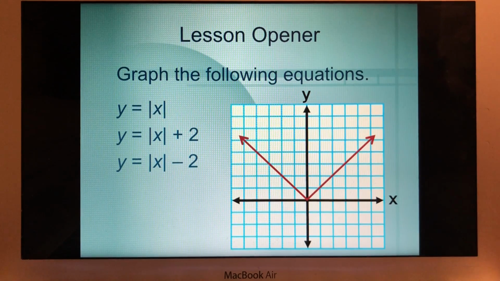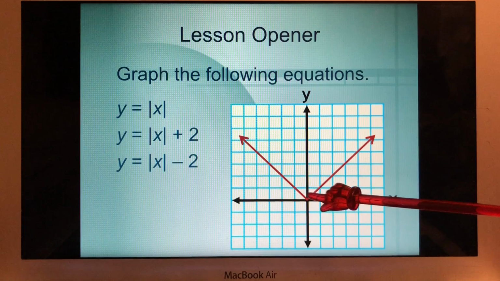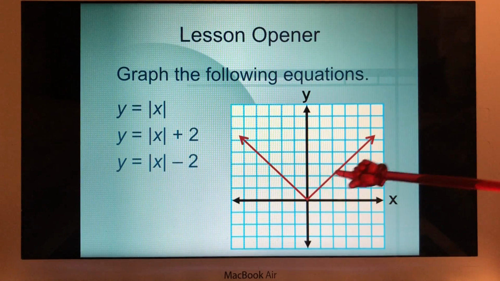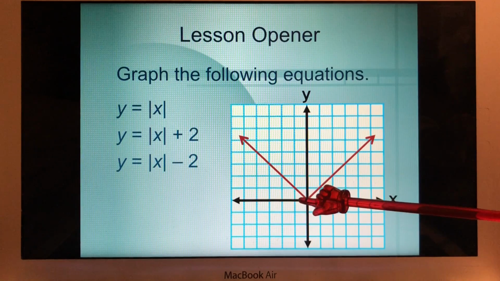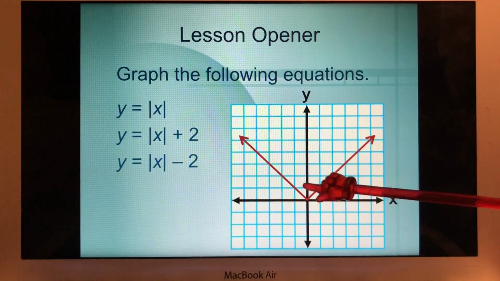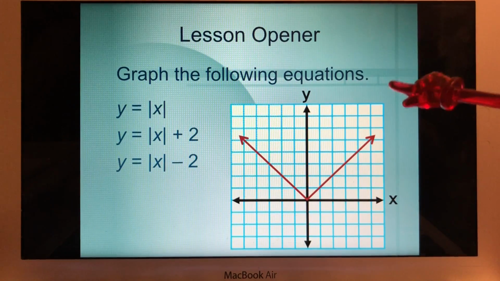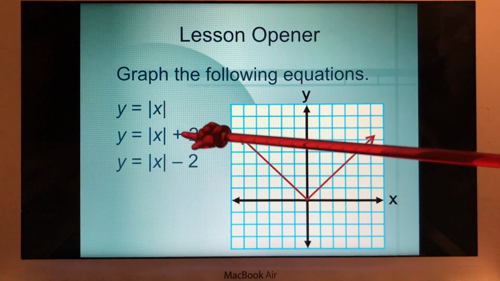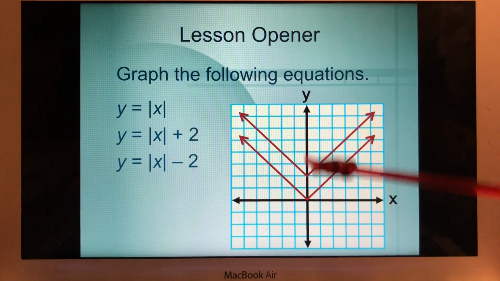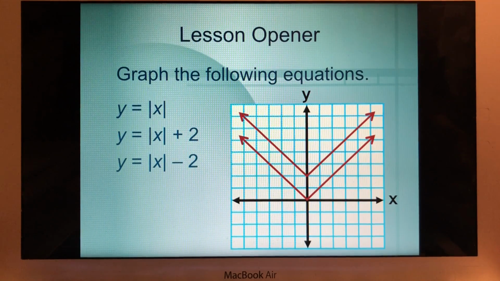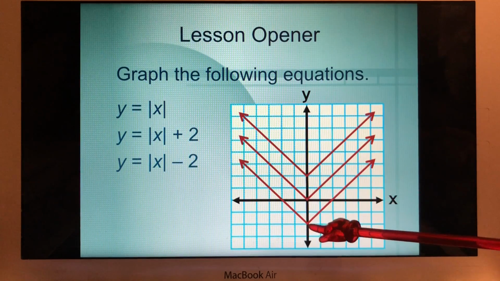When you graph that, you see here the absolute value of x. Your x's are positive, but the y's are going to be negative or positive in both directions here. And then when you add 2, it shifts it up. The y is going to be shifted up. Or when you subtract 2, your y is shifted down.